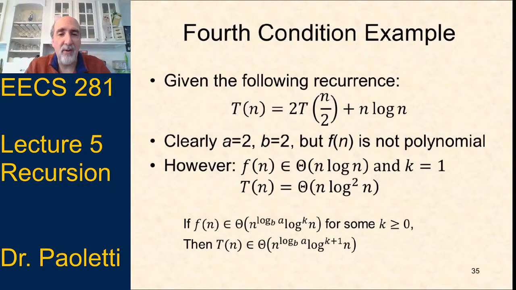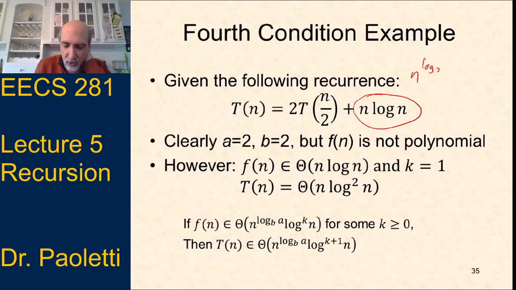So let's do an example of that one. And this one, I think it looks like all the symbols are present. It looks like nothing's missing from this one. Okay. So we've got a recurrence relationship here, 2T of n over 2 plus n log n. Okay, so a is 2, b is 2, that was easy. f of n is not a polynomial, that's obvious. But is it of the right form? Well, is it of the form n to the log base b of a, so n to the log base 2 of 2, times log of n to some power k?